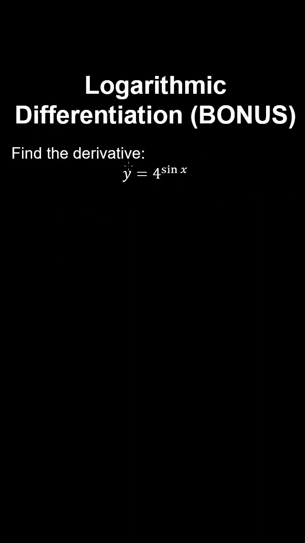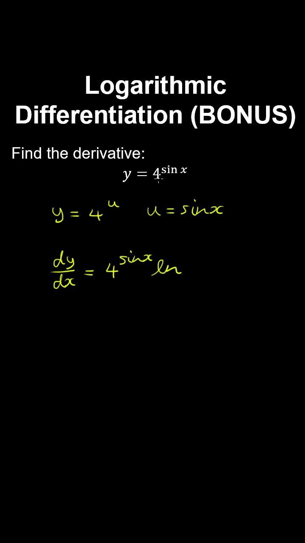Let's evaluate the following derivative of a composite exponential function. So we can write y is equal to 4 to the u, where u is equal to sine x. And to obtain dy/dx, we can use the expression we derived earlier. So that would be 4 to the power of u, which is sine x, times the natural log of the base, and that's multiplied by du/dx, which is cosine x.